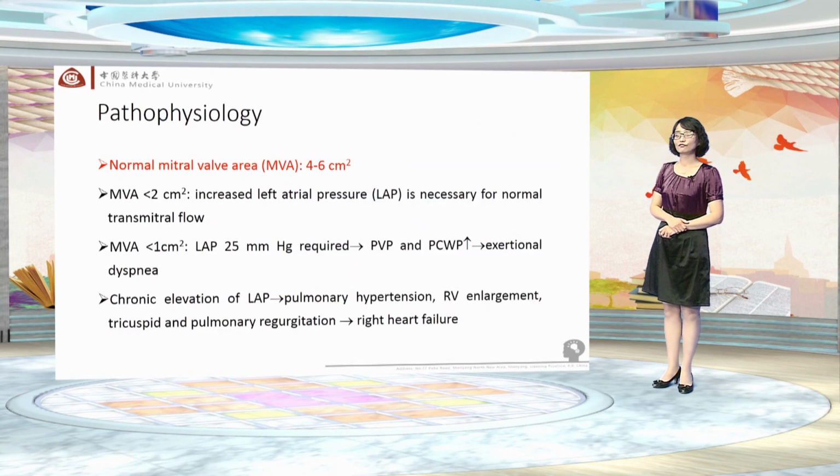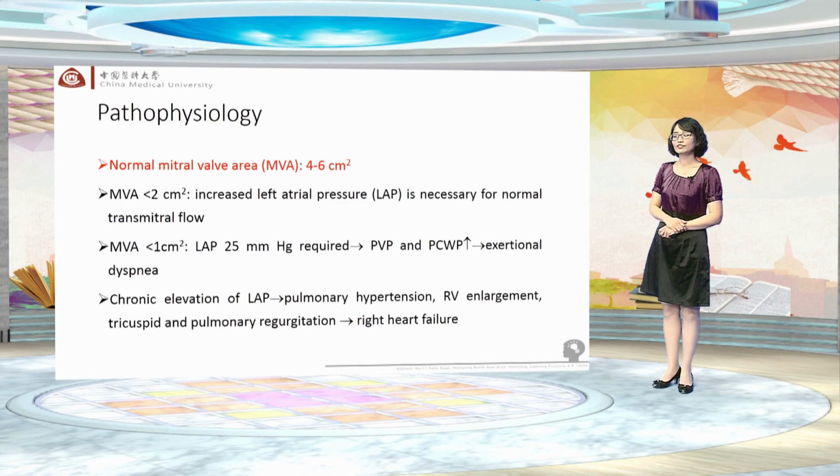The normal mitral valve area is about 4 to 6 square centimeters. If this area decreases to about 2 square centimeters, the left atrium pressure will be increased. But this is necessary to maintain a normal transmitral flow.